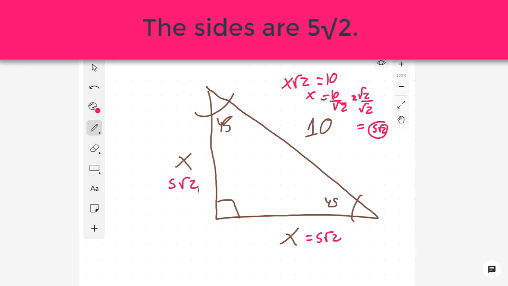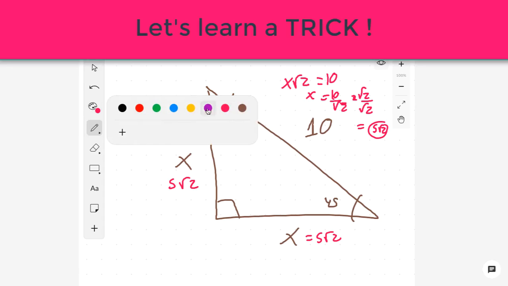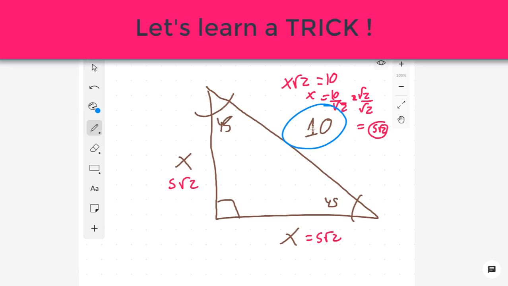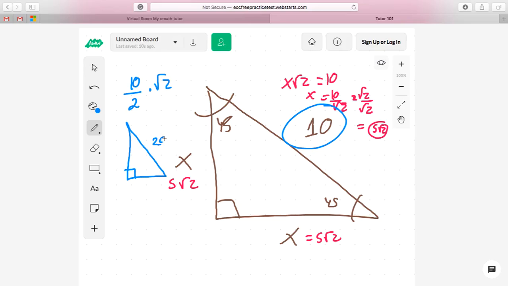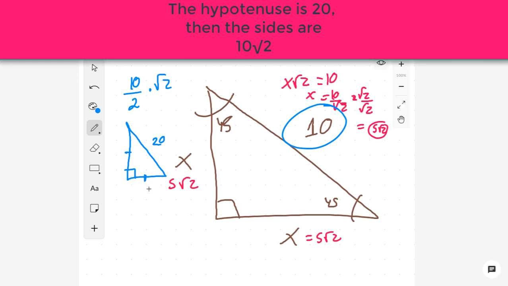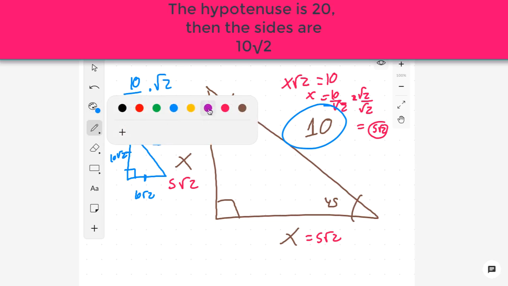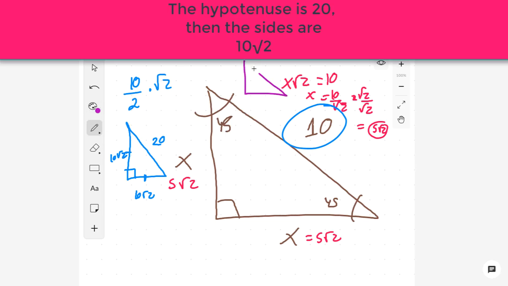But do you have a technique that can make this triangle easier to do? Yes. Anytime you have a whole number right here, just divide it by 2 and then add the square root of 2. So look, for example, let's do a quick example. If this guy is 20, and they tell me this is a right isosceles, immediately say, oh, 20 divided by 2 is 10, so this is 10 square root of 2, 10 square root of 2. Easy.